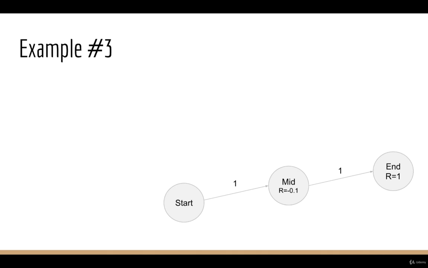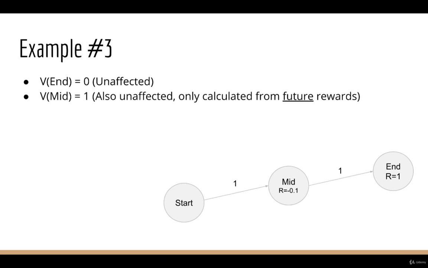So because v end comes after v middle, its value is unaffected and it remains as 0. And since v middle is only concerned with future rewards, its value is also unaffected, so it remains at 1. v start, however, is affected. It's equal to minus 0.1 plus 0.9 times 1, which is 0.8. Alright, so hopefully you're getting the hang of this.